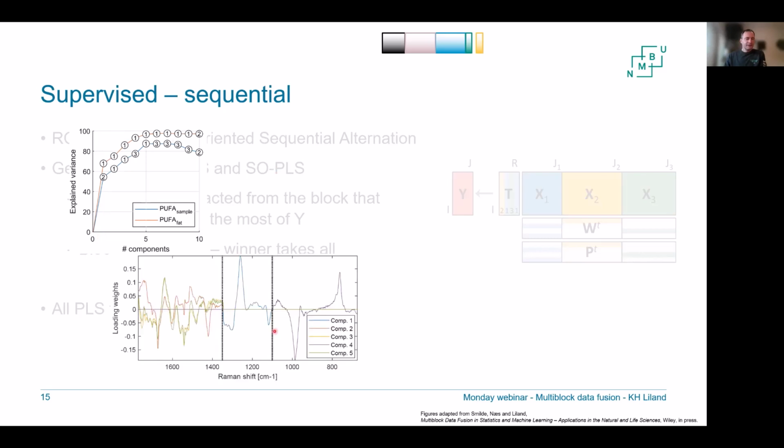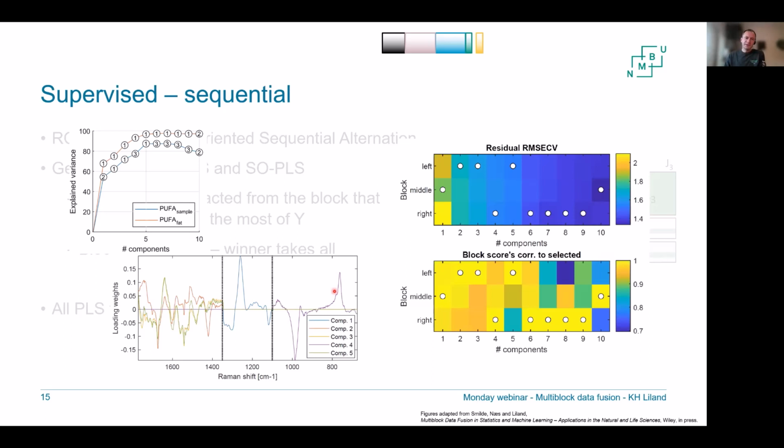And our loading weights would now pertain to one block at a time. So we see that the first loading weight here is from the second block, and then comes a loading weight over here, and the second or third one over here, and so on. Yeah, so we get more pure ones over here. There's not this continuous connection that we had in the multi-block PLS.